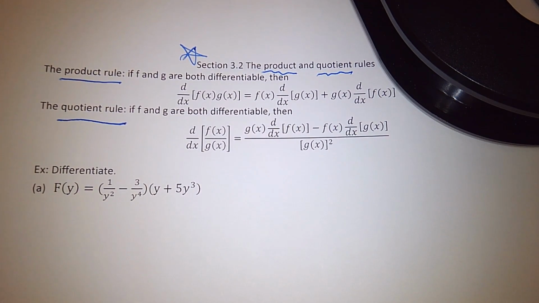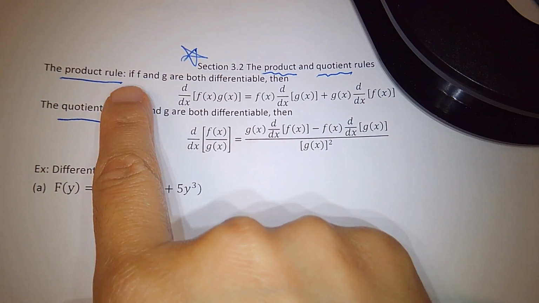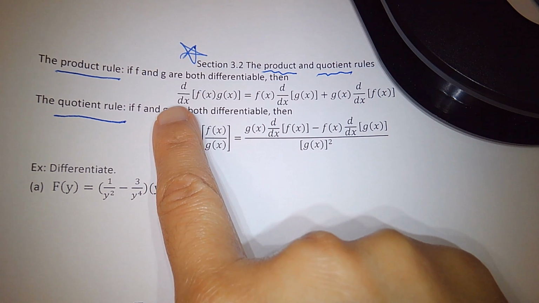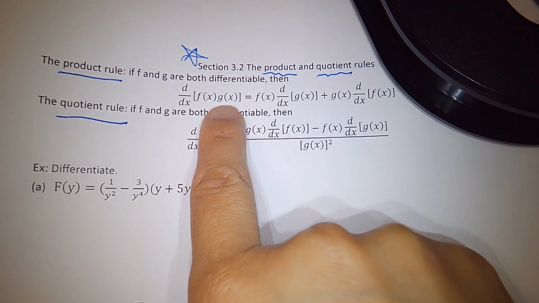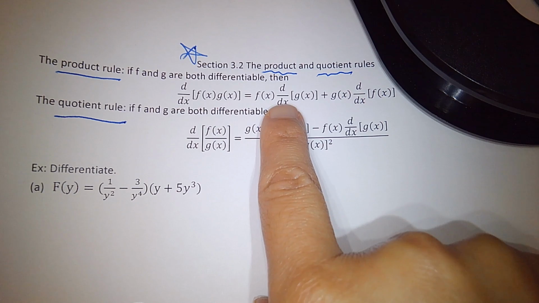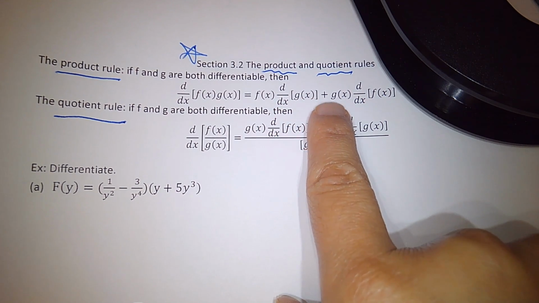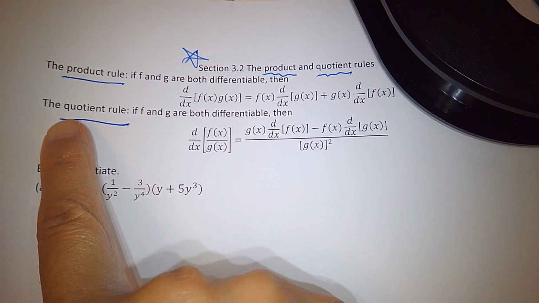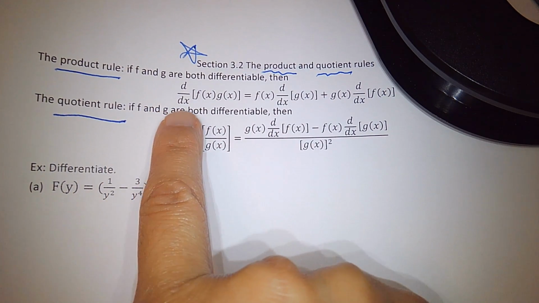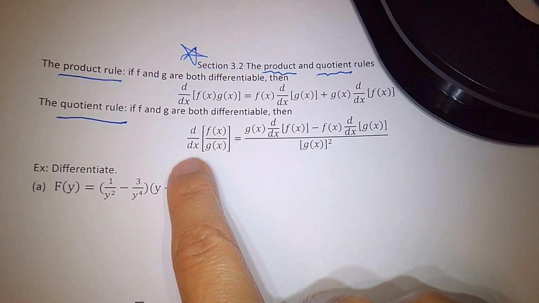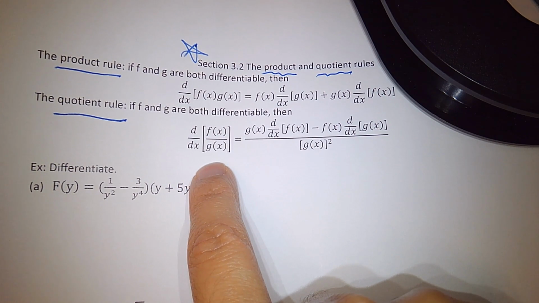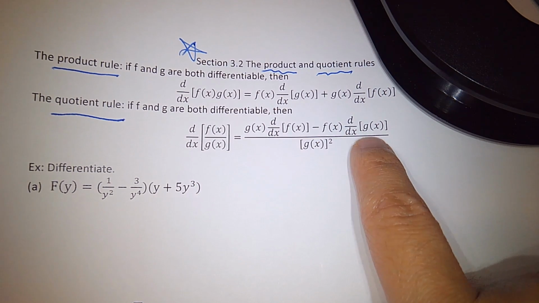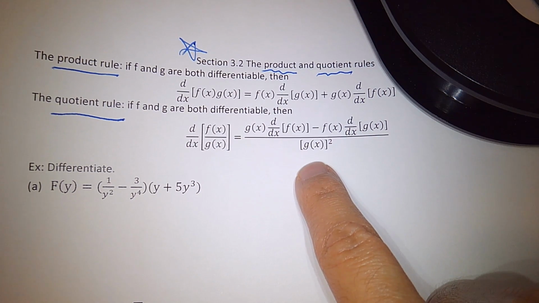Tyler? The product rule: if f and g are both differentiable, then the derivative of f of x times g of x is f of x derivative times g of x, plus g of x times f of x derivative. The quotient rule: if f and g are both differentiable, then g of x times f of x derivative, take away f of x times g of x derivative, divided by g of x squared.